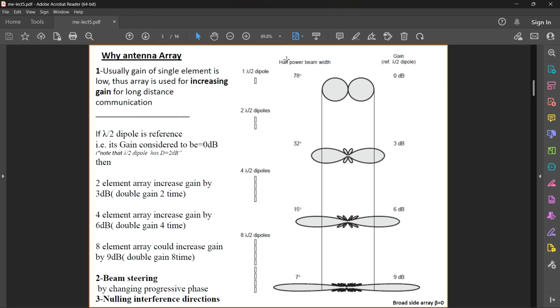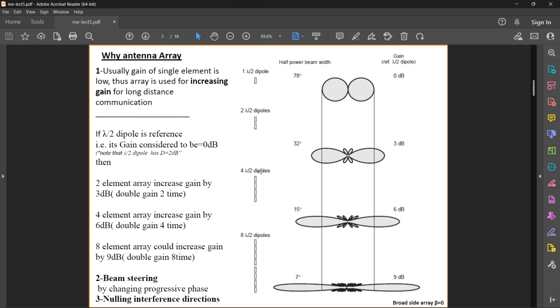Whenever we use one lambda by 2 dipole, its half power beamwidth will be taken as 78 degrees, and its gain should be probably 0 dB. When we use two lambda by 2 dipoles like this, its half power beamwidth should be 32 degrees, and it will have a progressive output in both directions. That is, 3 dB gain has been observed.